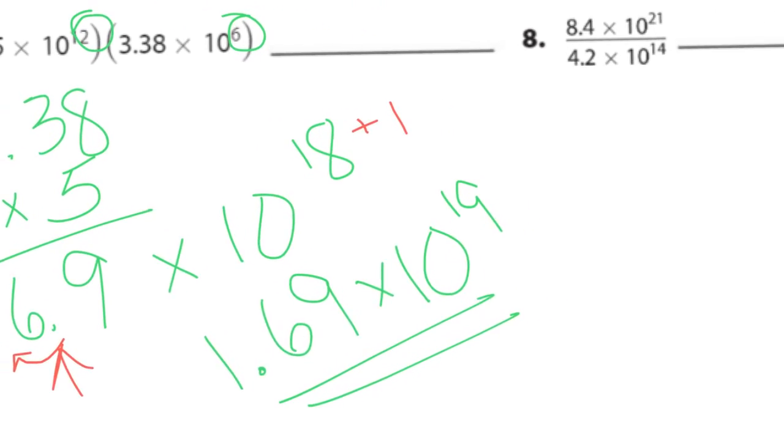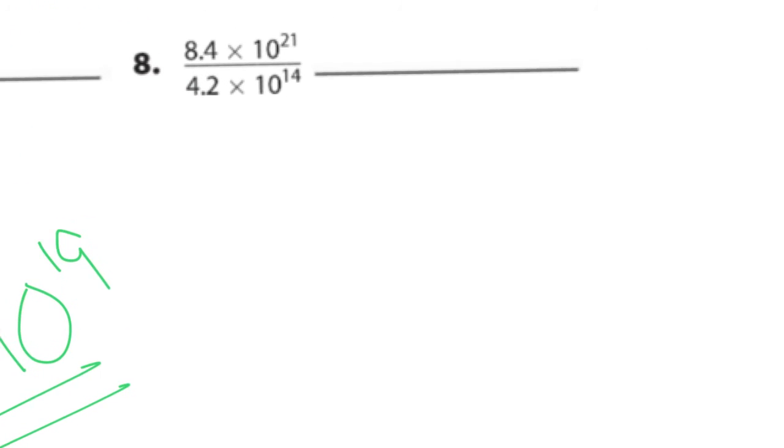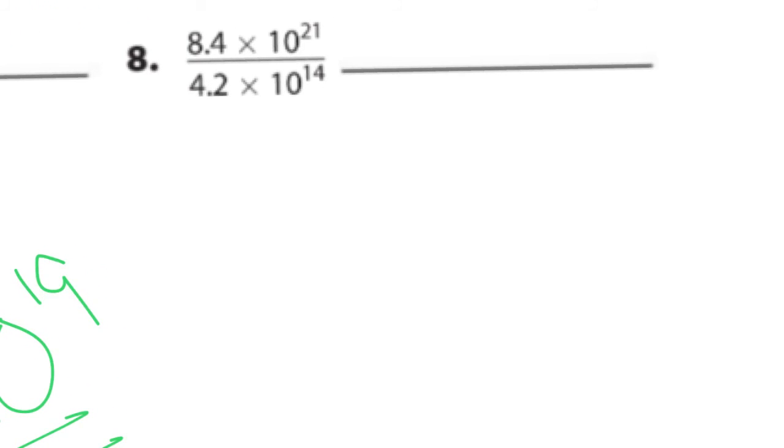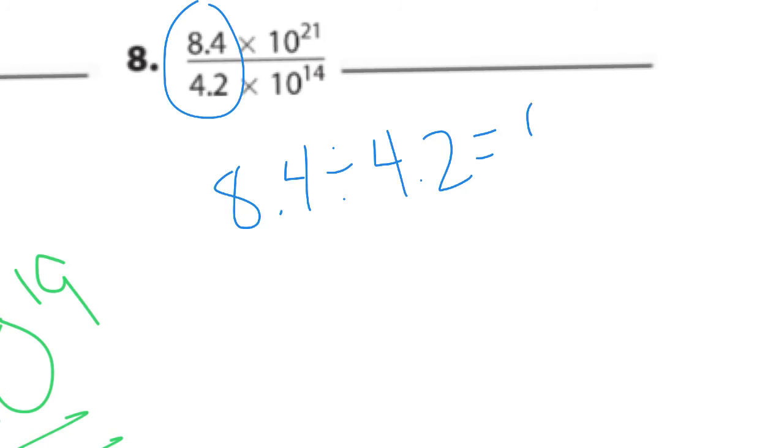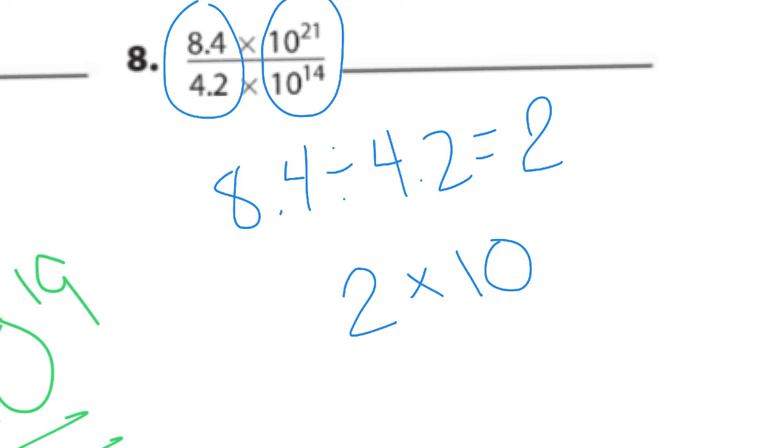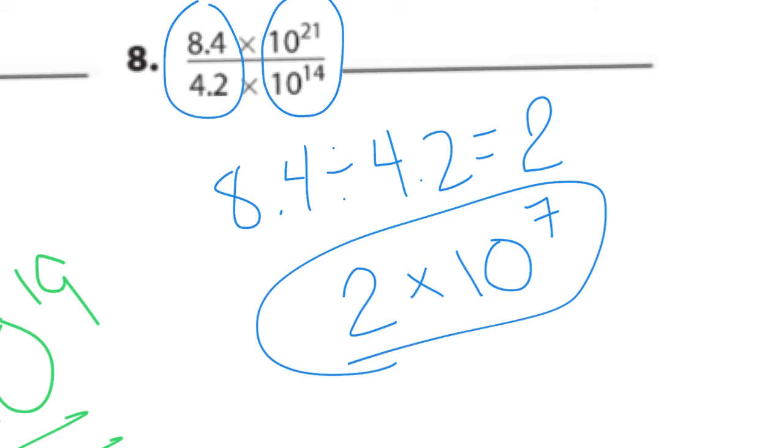Okay, let's scooch over here for our division problem. Okay, so I'm going to take these two and divide them. So 8 and 4/10 divided by 4 and 2/10, and that equals 2. When you divide with these same bases, you subtract the exponents. So it's going to give you 2 times 10 to the power of 7. And that'll be your answer.